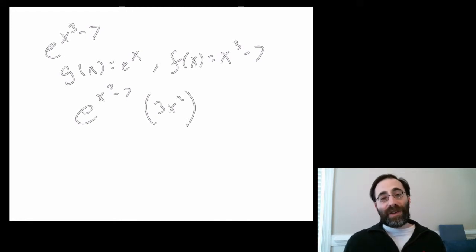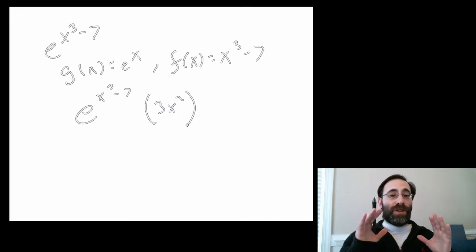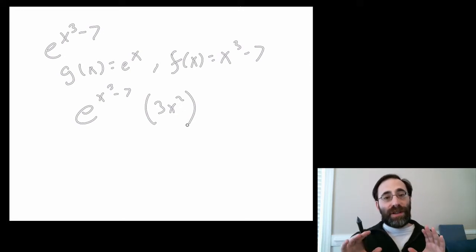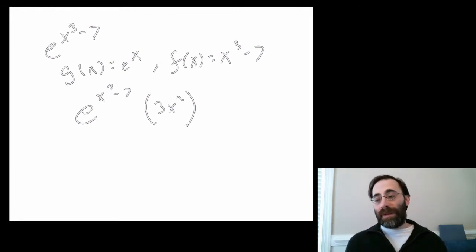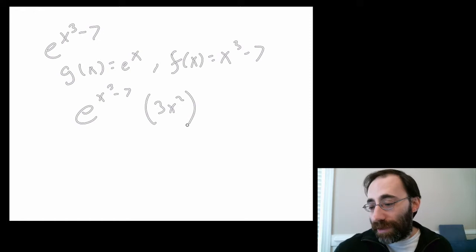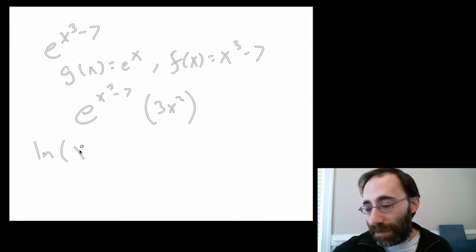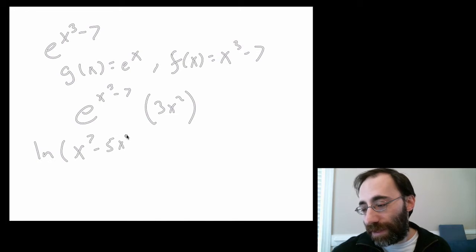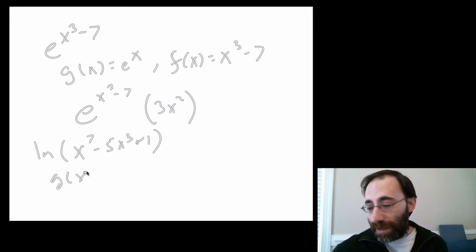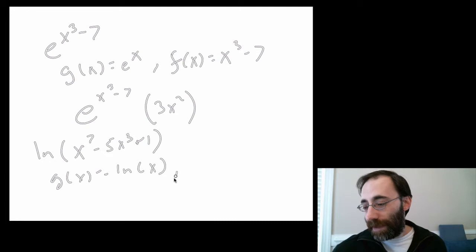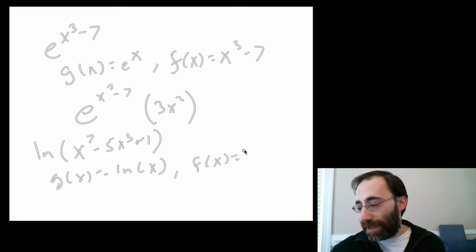Again, this complicated derivative can be done pretty simply once we've identified that it's a composition of two functions that we can differentiate straightforwardly, a simple exponential and a polynomial. This is all we're doing. We do more things with logarithms, right? So logarithm of x to the 7th minus 5x cubed plus 1. Again, this is straightforward. We have g of x is just the log of x, and f of x is this polynomial.